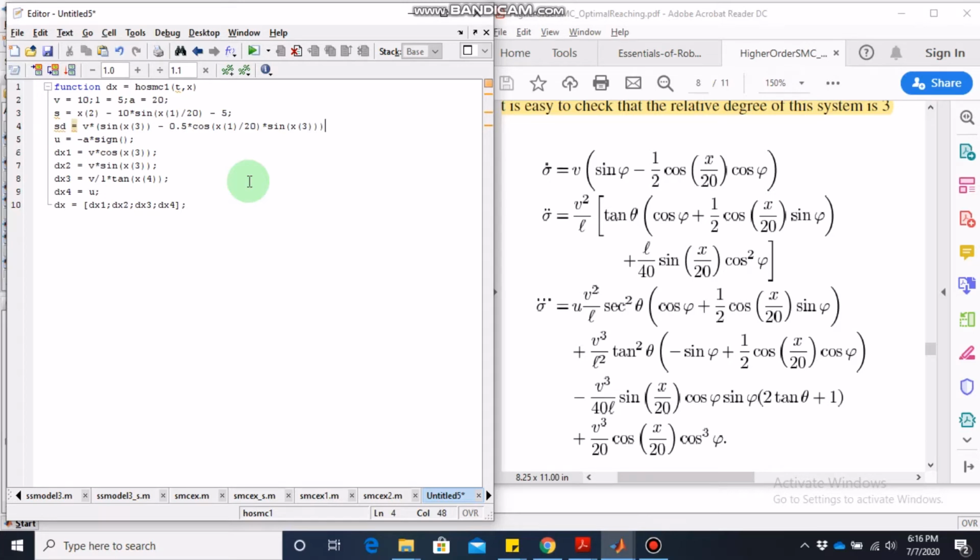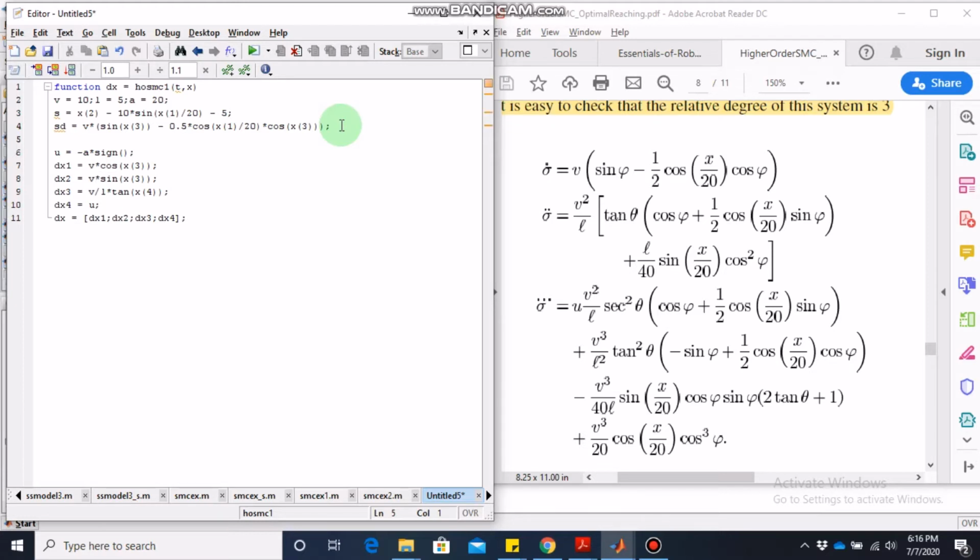Okay, I made a mistake. This is not a sine, this is a cosine. So let's just check here that sigma dot is v times sine of phi, which is sine of x3, minus 0.5 times cos of x1 by 20 times cos of x3. So that's our sliding surface's first derivative.